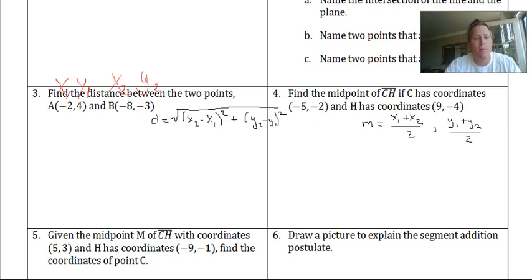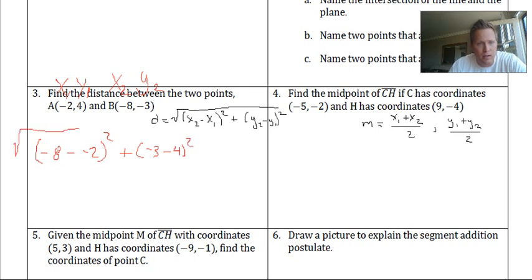So now I know when I'm plugging them in exactly where they need to go. So I'm going to get x2 minus x1. Again, the x2 is right above. So I'm going to get negative 8 minus negative 2, and this is going to be squared. And then I'm going to get plus y2, which is negative 3, minus y1, which is 4, squared. And again, this is still all underneath the square root.